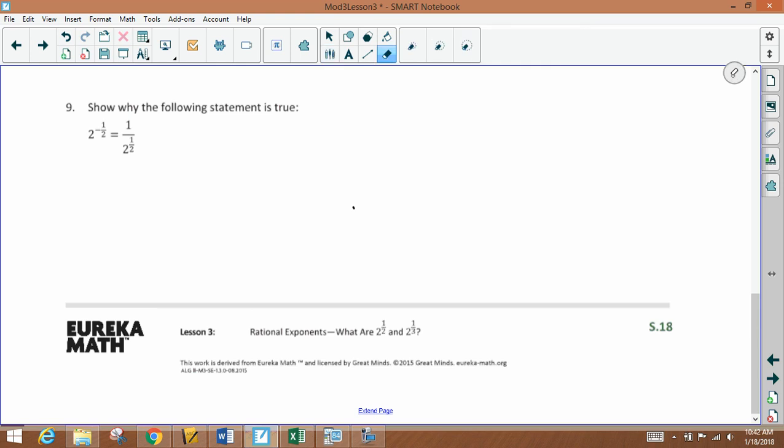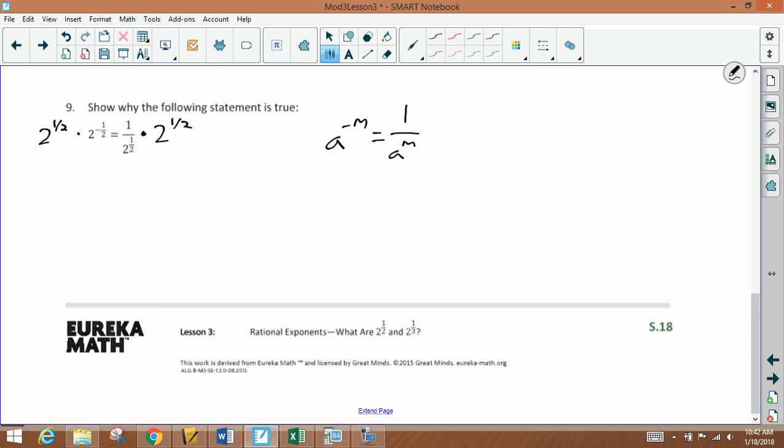Let's show why this statement is true. Well, clearly it's true because a to the negative m is equal to 1 over a to the m, right? But let's do some algebra. Check it out. What if I multiply both sides by 2 to the 1/2 power? Those are going to cancel out because that's 1, right? And I'll have 2 to the 1/2 power times 2 to the negative 1/2 power is equal to 1.